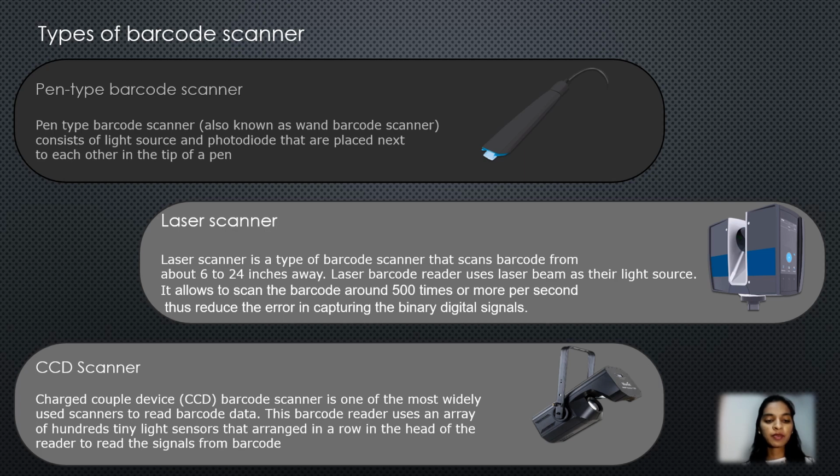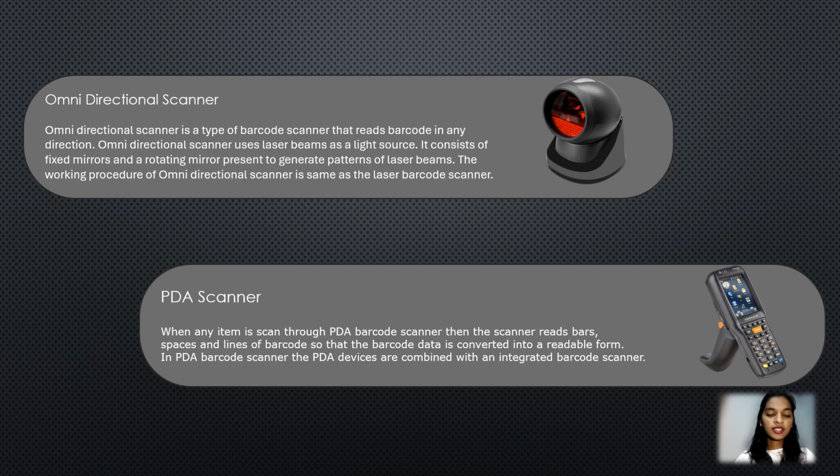Charge coupled device barcode scanner is one of the most widely used scanners to read the barcode data. These barcode readers use an array of hundreds of tiny light sensors arranged in a row in the head of the reader to read the signals from barcode. Omnidirectional scanner. Omnidirectional scanner is a type of barcode scanner that reads barcode in any direction. Omnidirectional scanner uses laser beams as a light source.